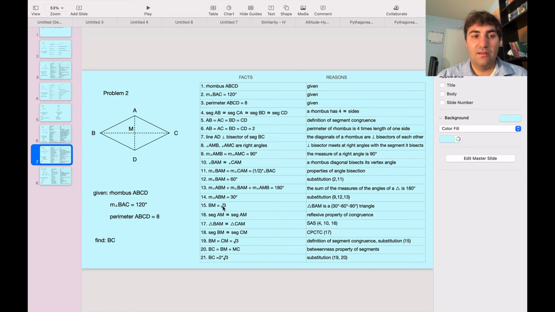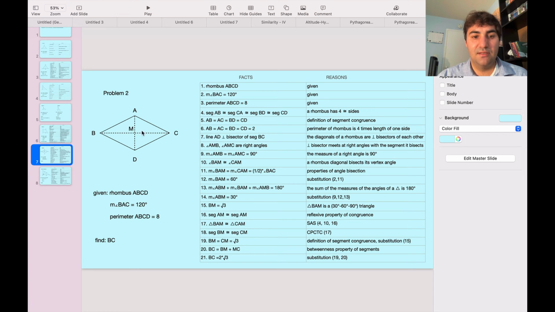But you know that the length of BM is equal to the square root of 3. By the reflexive property, segment AM is congruent to itself. So we know that triangle BAM is congruent to triangle CAM by the side-angle-side postulate, and therefore segment BM is congruent to segment CM.